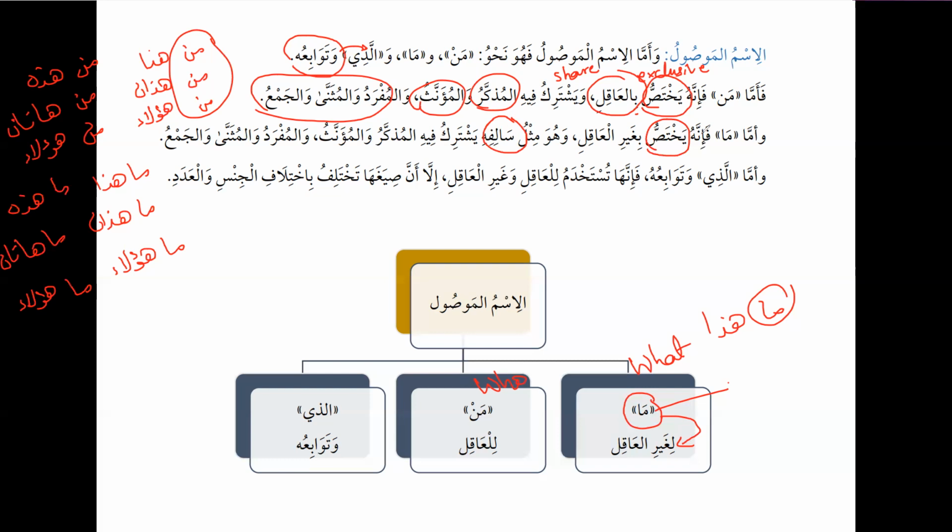And its salif, what is the salif of man? The one that we mentioned just before. So it's just like it. Masculine, feminine, singular, dual and plural all share it. In this sense, it's just like ma, just like man. The only difference is that man is for the rational and ma is for the non-rational. As for الذي.